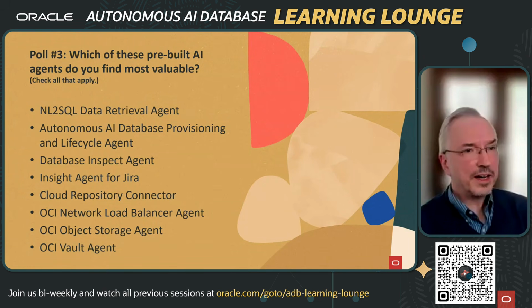So we see coming back from this, more than half, almost 2/3, are interested in the NL-to-SQL data retrieval agent. We have the autonomous database agent coming in at about 1/3. The database inspect agent has 2/3 worth of interest from everybody. Jira, cloud repository connector, and even the agent vault, those are all about 20%, and the network load balancer about 15 as well. All right, so that's a pretty good showing for that. Hopefully you'll be able to take advantage of these and gain benefits in your environment.